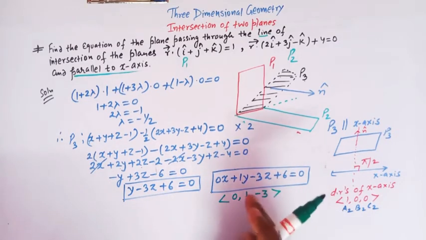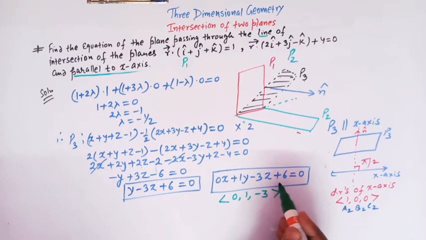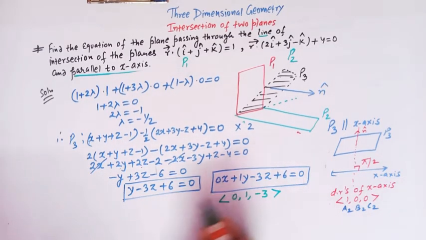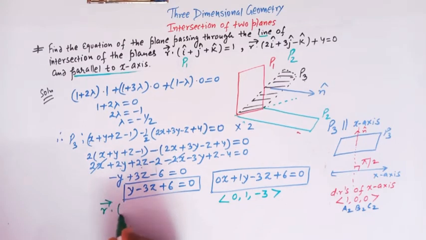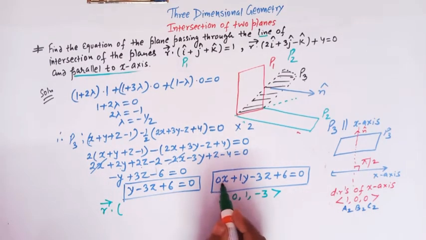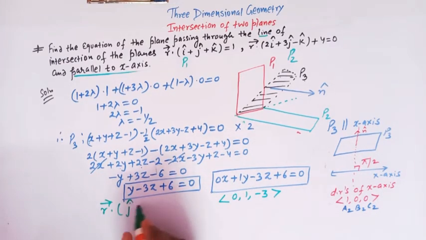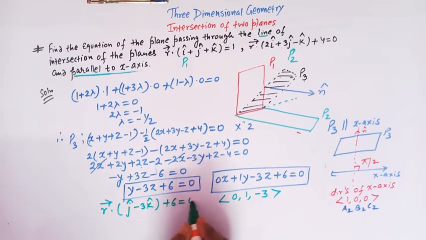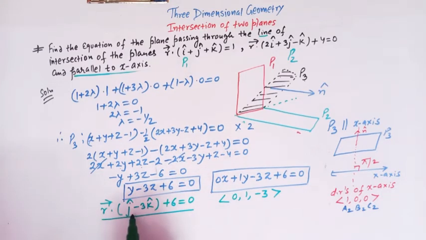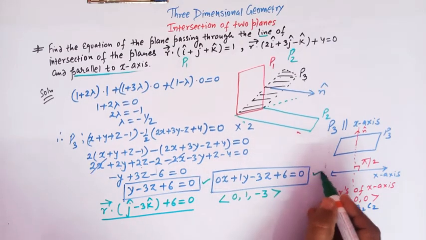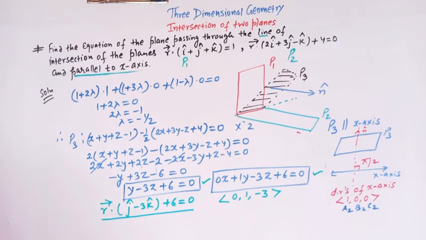And if we wish to express this Cartesian equation in the vector form, we can write it as r dot, see here we have no i cap component, so we have simply j cap minus 3k cap plus 6 is equal to 0. So this is the vector form of this plane P3, and this is the Cartesian form. So viewers, this is how we solve this problem in which we have intersection of two planes.